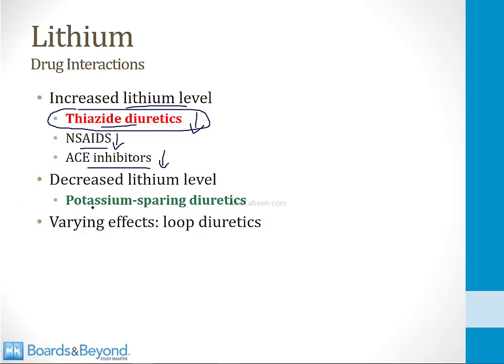Now, potassium-sparing diuretics are a special class of drugs. They affect the kidneys, but what they do is they decrease the lithium level, and we'll talk about why this happens later. And then finally, loop diuretics can increase or decrease the level. They have varying effects, and this is because they lead to volume depletion, but they also cause more lithium to go out in the urine.